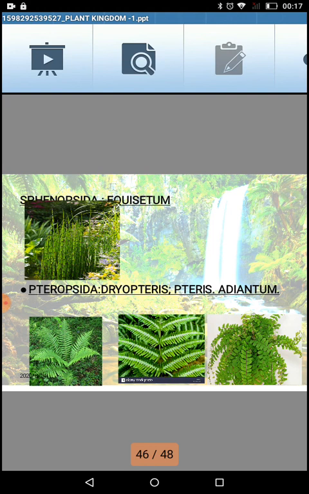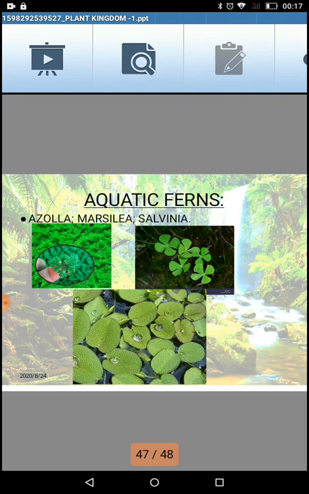Now these are some different categories. Some types of ferns are also present in water. You can see examples like Azolla, Marsilea, then Salvinia. These are some aquatic ferns. They are not only present on land, some of them still live in water. So these are some of the examples.